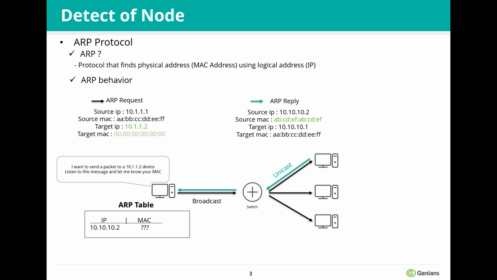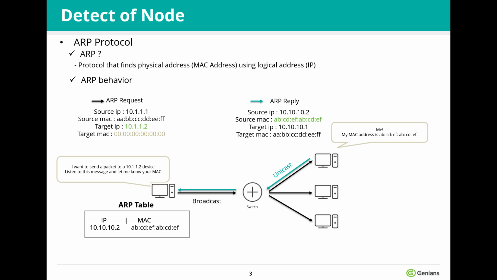When the other devices receive the packet from the 10.1.1.1 PC, they send an ARP response packet including their IP and MAC information to the 10.1.1.1 PC. The 10.1.1.1 PC receives the ARP response packet and updates its ARP table: the 10.10.10.2 IP uses the ABCDEF MAC address.